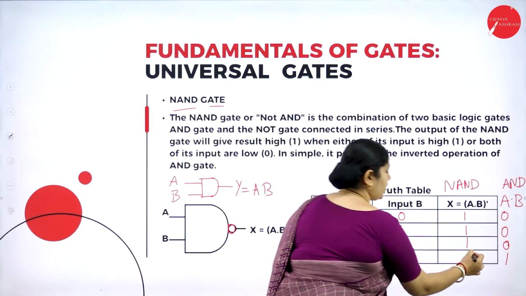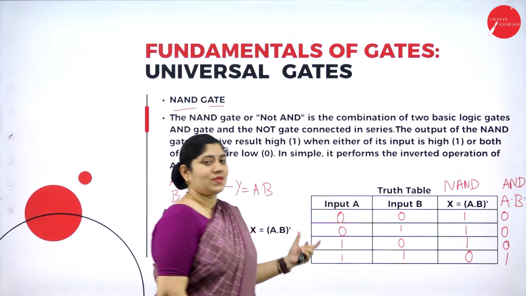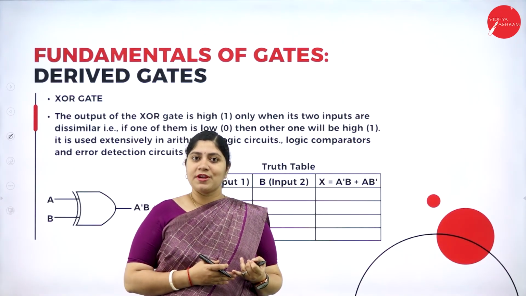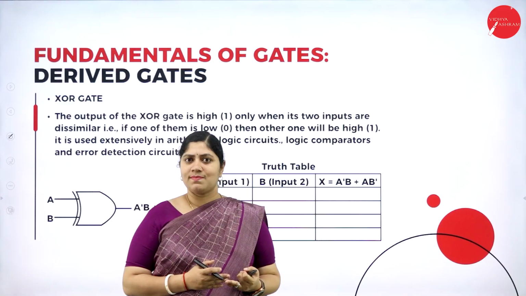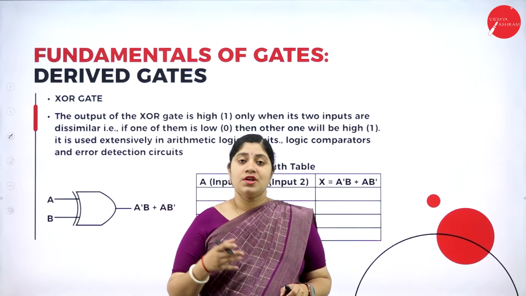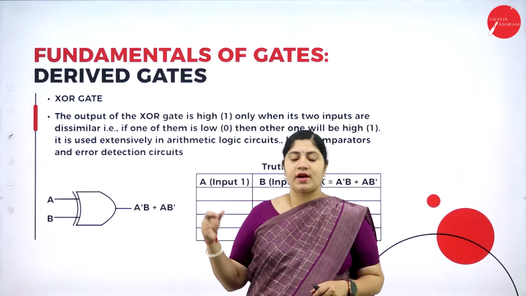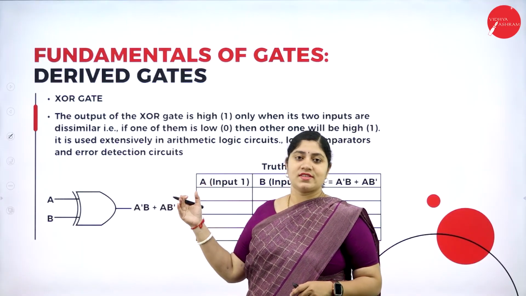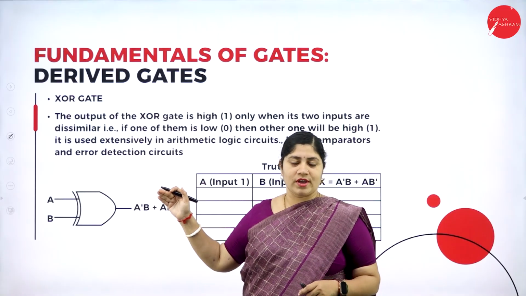It is none other than a 0. So this is nothing but a NAND gate. So now we have completed basic gates and universal gates. Up next, there is something also called derived gates. That derived gate is nothing but an XOR gate and an XNOR gate. So let's understand what this XOR gate is.